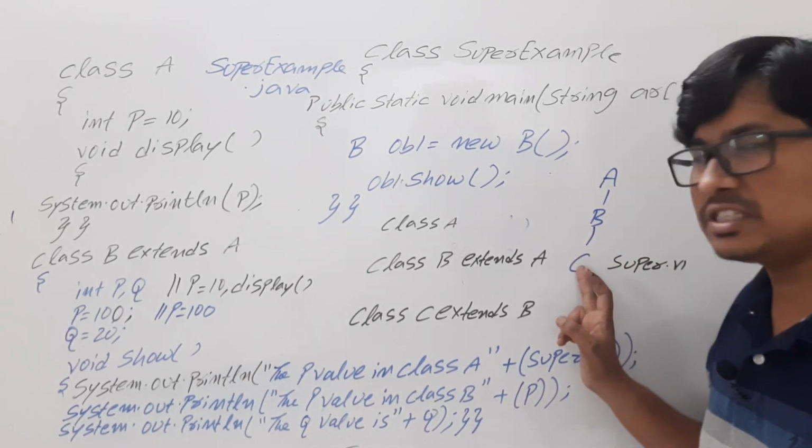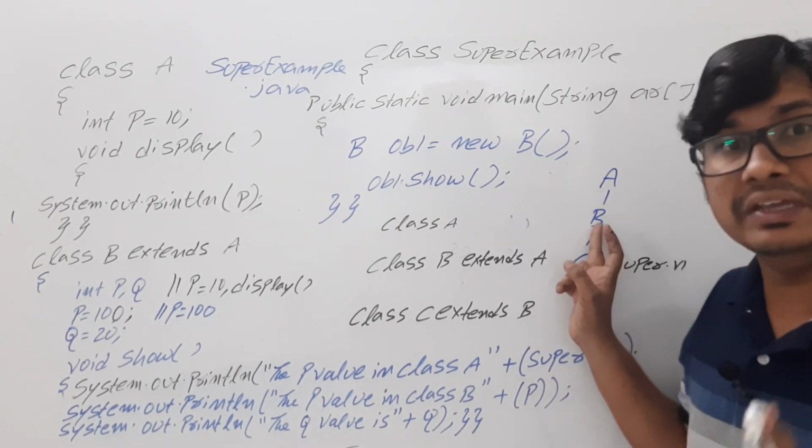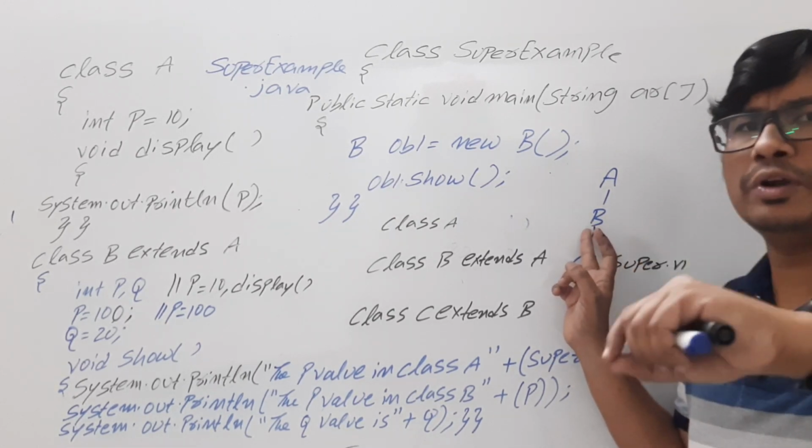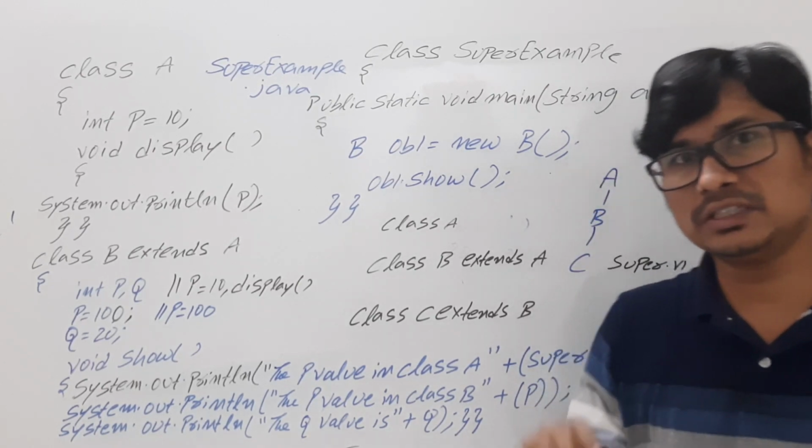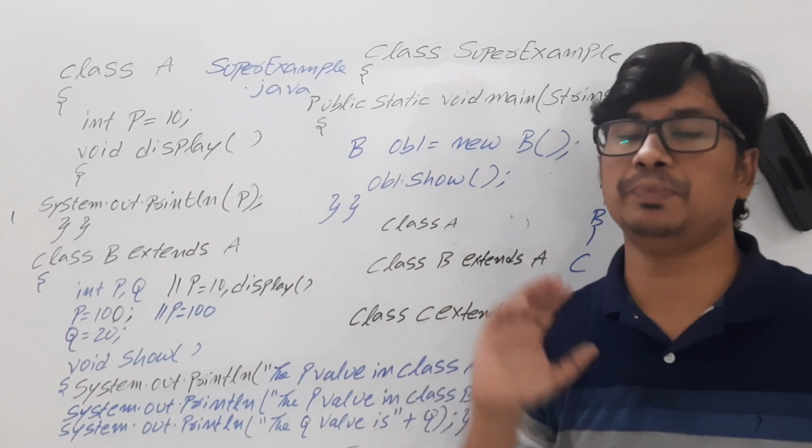What is it? From C's perspective, what is the parent class? B. If B writes super dot something, then it is nothing but class A. Are you able to understand? Super is nothing but the immediate parent.